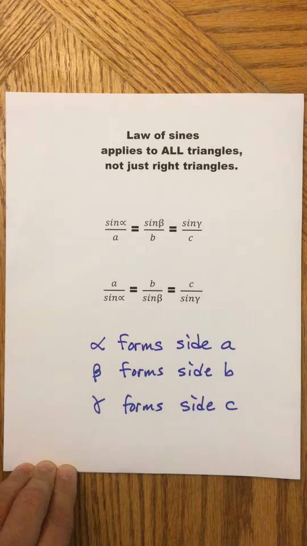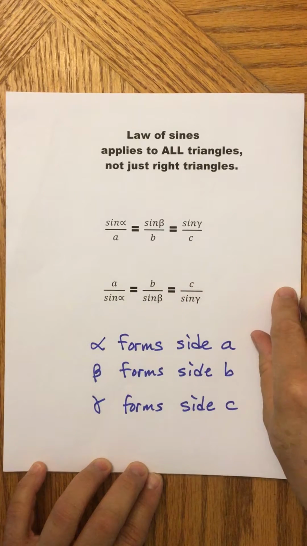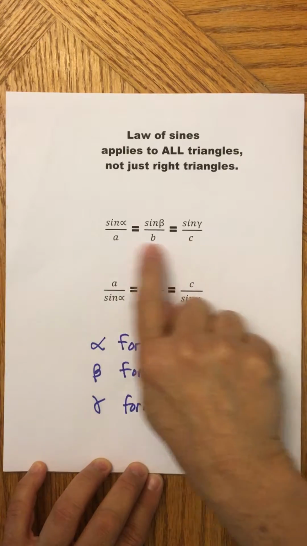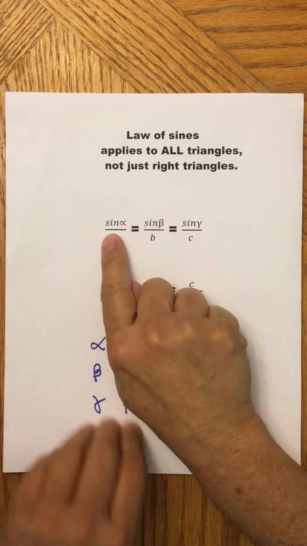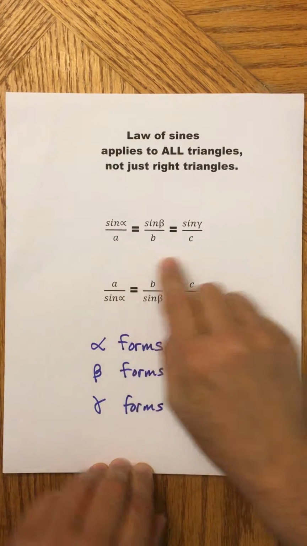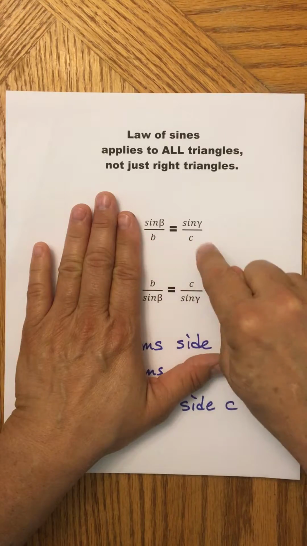Now, the law of sines basically says that an angle and the side it forms is proportional to another angle and the side that it forms within a triangle. Oftentimes it's presented this way, all strung together because you have three sides to a triangle, but basically you work with any two at a time. So you might be working with alpha and beta and side A and side B, or you might be working with beta and gamma, and then side B and C.